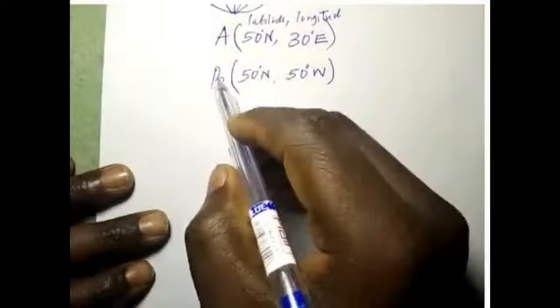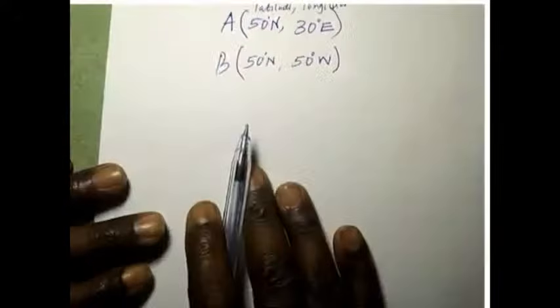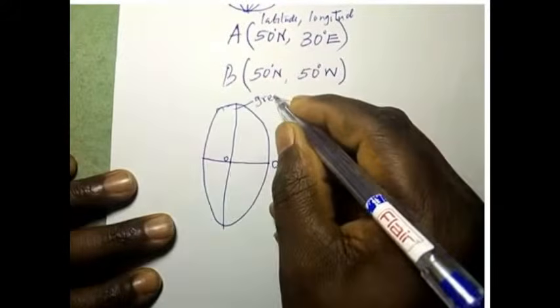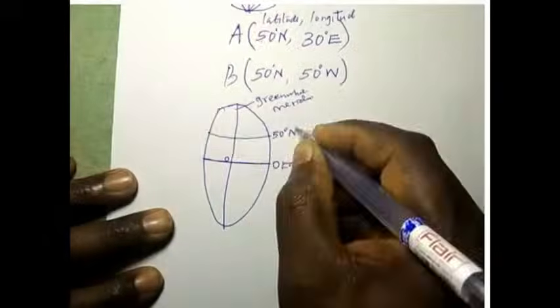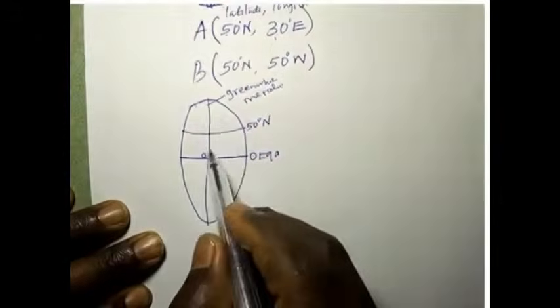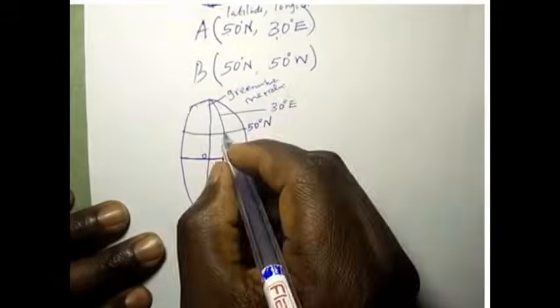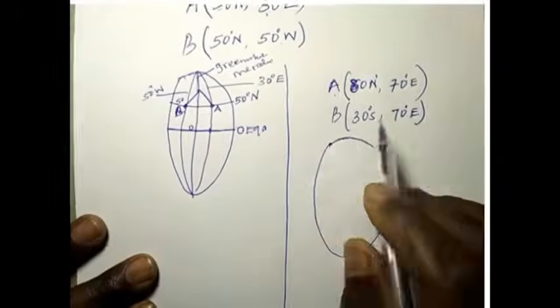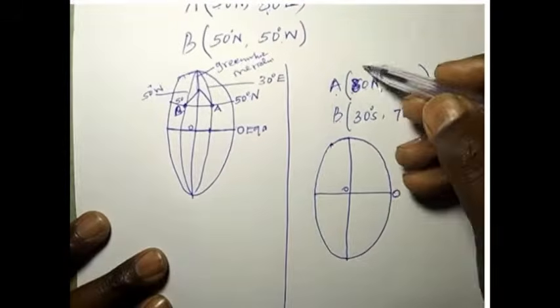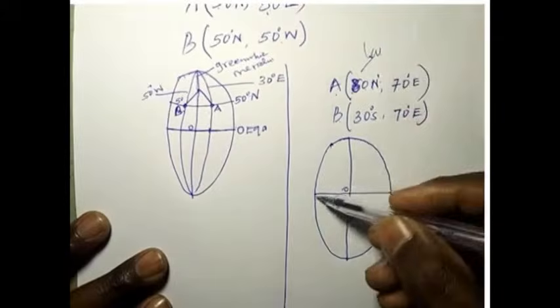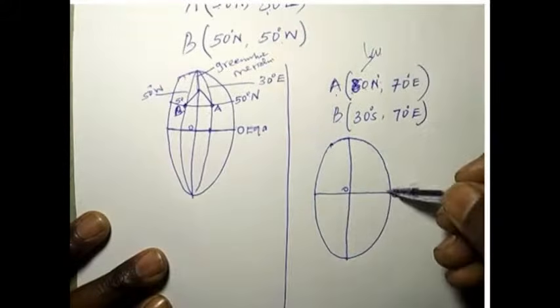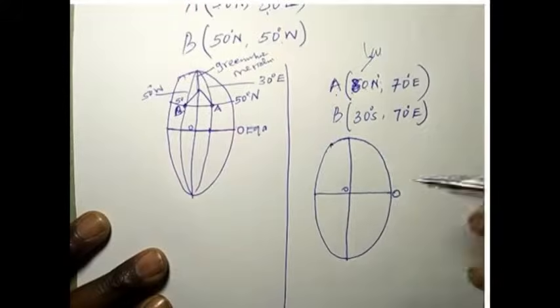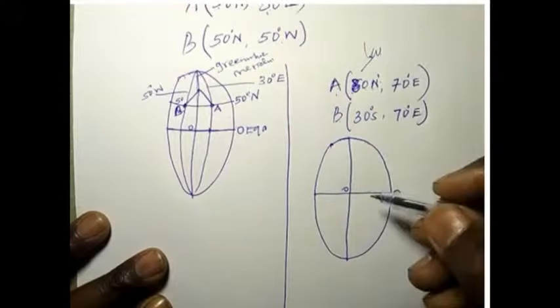This is point A and B. To do that, draw a sketch. Put the equator as 0. So 50 degrees north is up, and 30 degrees east is on the right side. Remember, this is the latitude, and we compare latitude with the equator. So north is up, so 50 will be somewhere here.